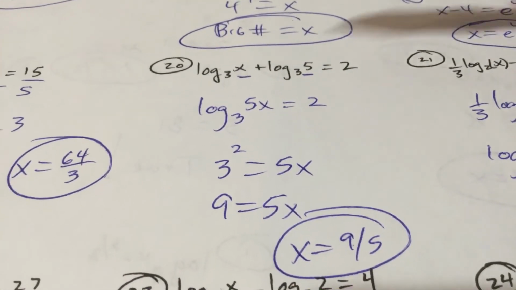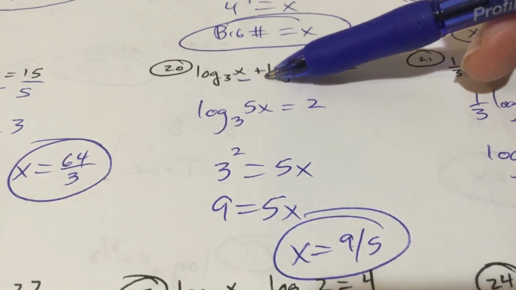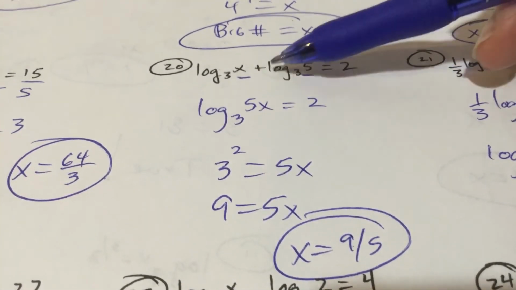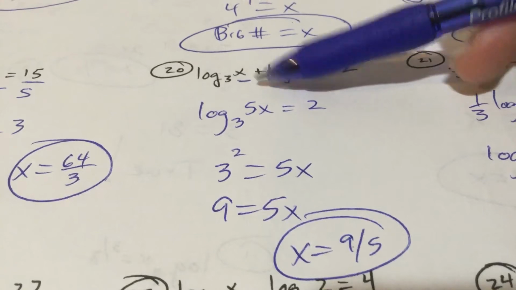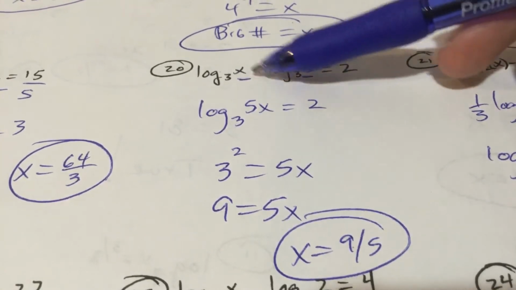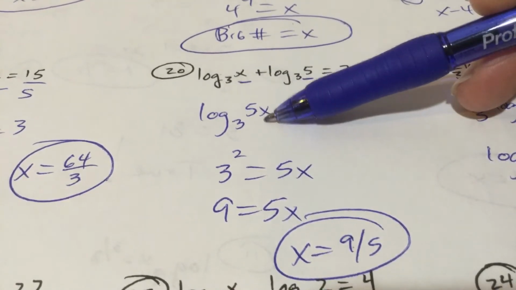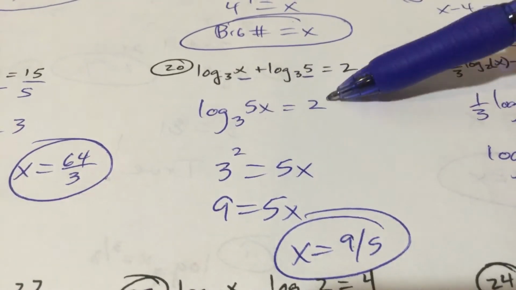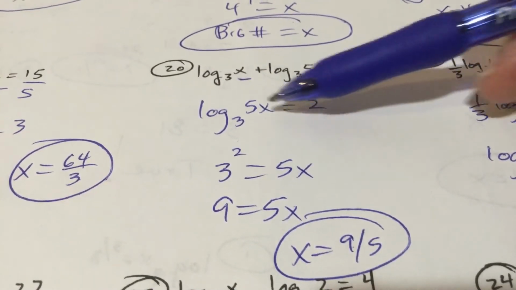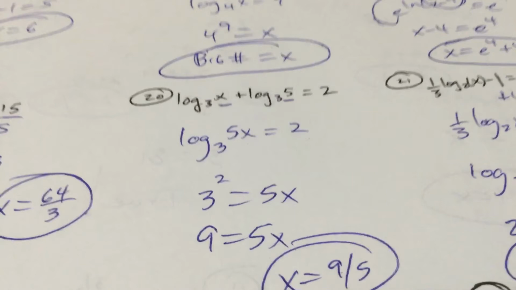All right, in this one, this is the product property. When you're adding logs, you can put them together as a single log and multiply x and 5 to get 5x. Log base 3 of 5x equals 2. That means 3 to the 2nd equals 5x. X would be 9 over 5.